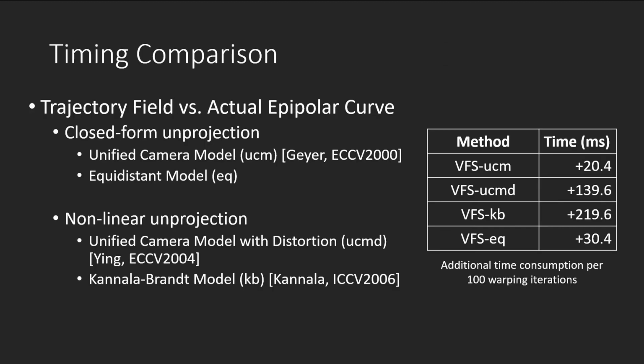We also compare our trajectory field generation and sampling approach with actually solving the epipolar curve per iteration. We compared with different camera models and different unprojection functions. As expected, models that don't have closed-form unprojection functions, such as the unified camera model with distortion model and the Kannala-Brandt model, greatly increase the processing time. In all the methods, our trajectory field sampling approach is the fastest.